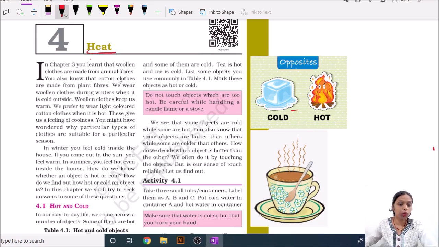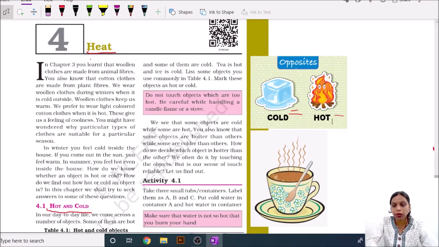First, hot and cold. In your day-to-day life, sometimes you feel that some type of material is hot, whereas some type is cold. Like you can see in this picture, what is this? This is ice. Ice is cold, whereas what is this? This is fire. Fire is hot.